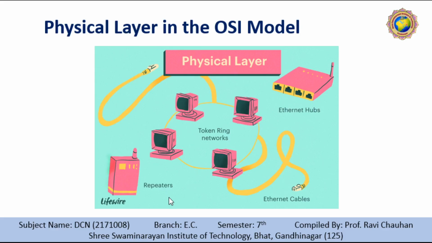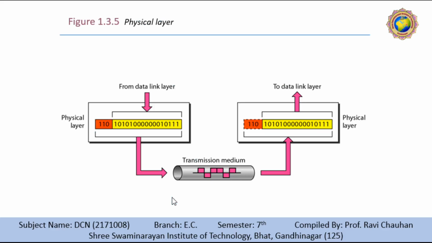So let's define the physical layer. The physical layer coordinates the functions required to carry a bit stream over a physical medium. It deals with the mechanical and electrical specification of the interface and transmission medium. It also defines the procedures and functions that physical devices and interfaces have to perform for the transmission to occur. It means we can say that it is the layer responsible to transmit our data in a physical medium.